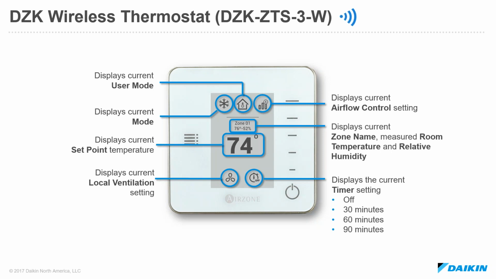We can see the zone number and the current room temperature and relative humidity measurements of the zone. And then at the bottom left of the screen, we'll see whether or not local ventilation is enabled or the on-off timer.